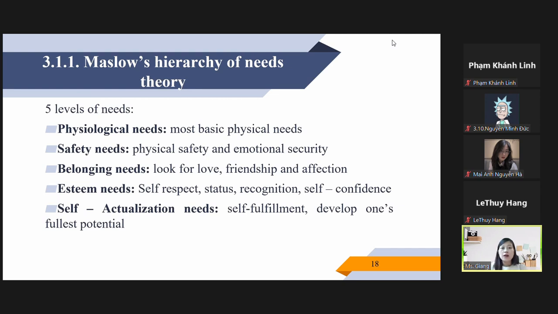It's the next. Everyone wants to have self-respect, status, recognition, and self-confidence. Đây là nhu cầu gì ạ? Nhu cầu tôn trọng, được tôn trọng. And the highest level of need, self-actualization need. Nhu cầu gì ạ? Tự hoàn thiện. It means that everyone has the need of self-fulfillment, to develop one's fullest potential. It is the highest level of need because you just have this level of need when you satisfy the other levels of need.